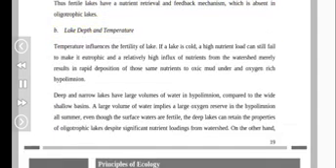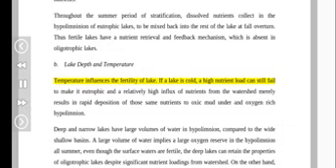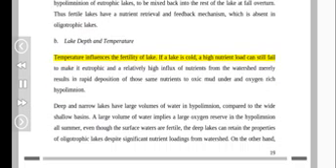B. Lake depth and temperature. Temperature influences the fertility of a lake. If a lake is cold, a high nutrient load can still fail to make it eutrophic, and a relatively high influx of nutrients from the watershed merely results in rapid deposition of those same nutrients to oxic mud under an oxygen-rich hypolimnion.